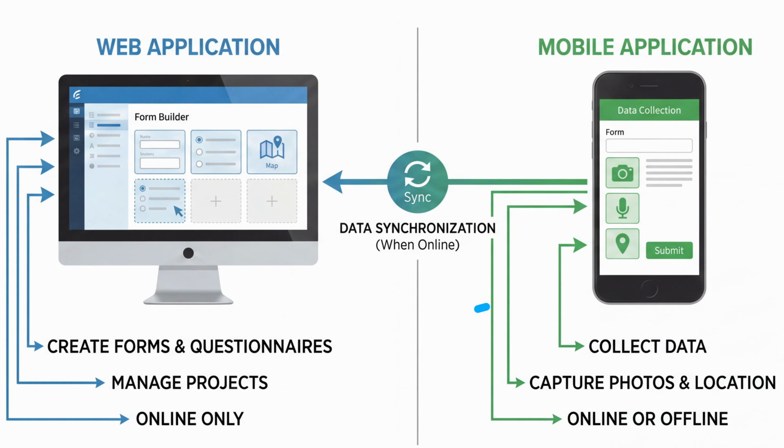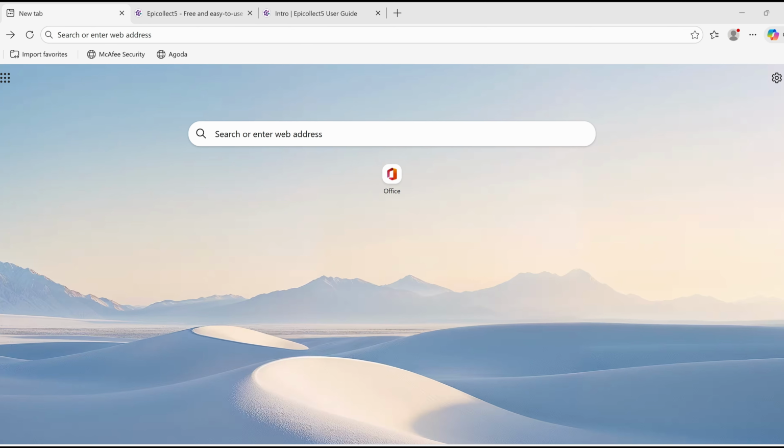Basically, Epicollect5 has two parts, a web application and a mobile application. But currently, only the web application supports questionnaire building or form building. Thus, we have to make our questionnaire online using a laptop or a desktop, and then the data entry can be done through our mobile phone. So, we will discuss the web application first.